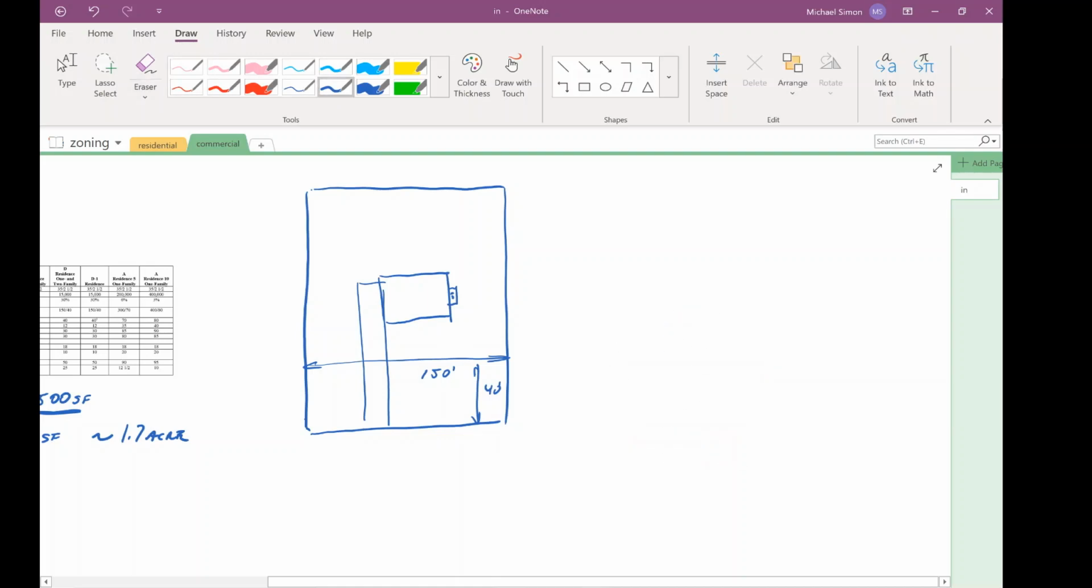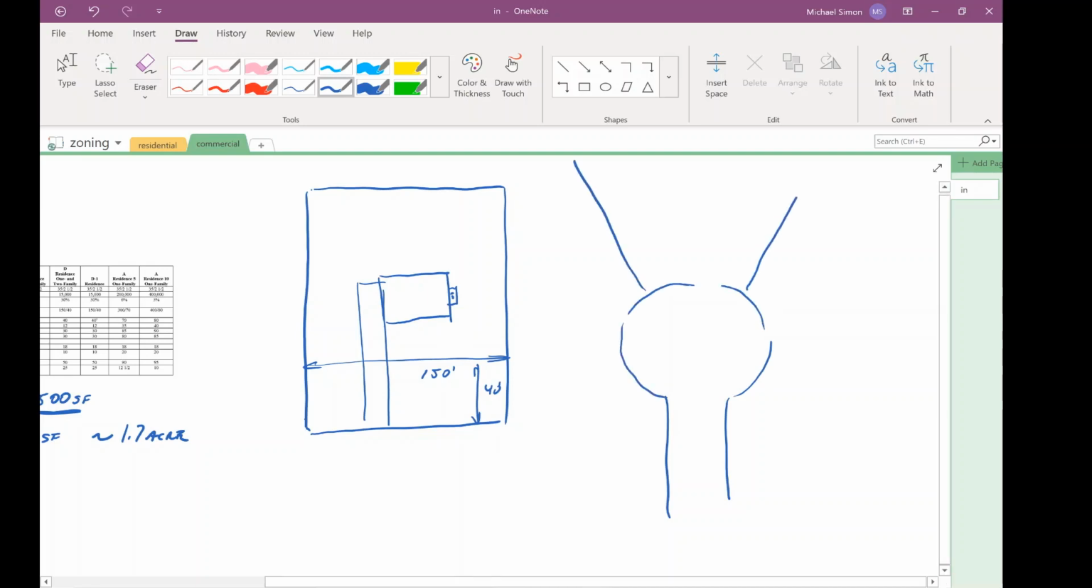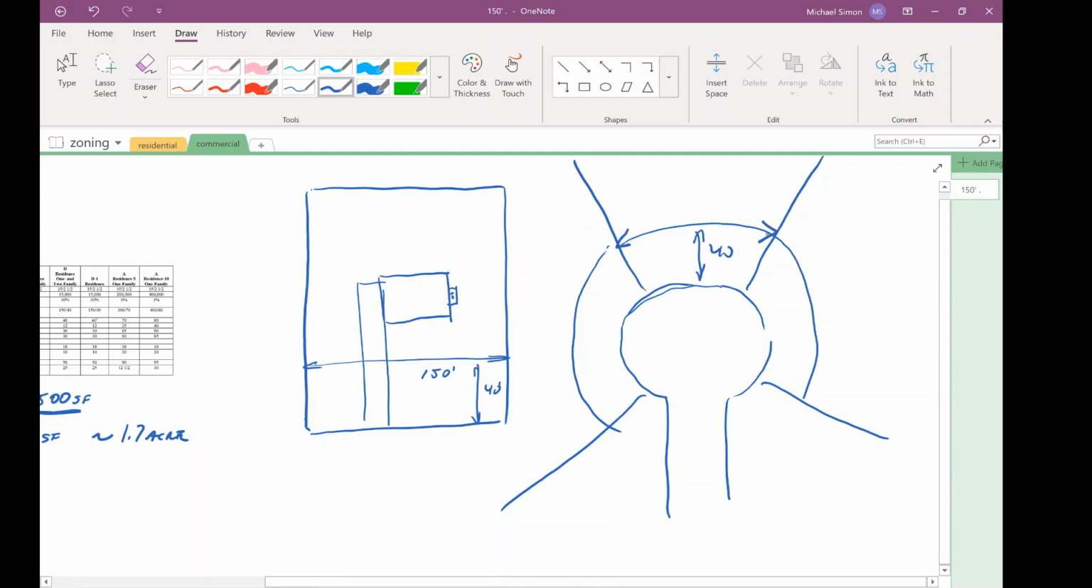And the lots are broken up that way. What we do is we offset the cul-de-sac 40 feet, and then we measure actually on an arc. That has to be 150 feet wide, 40 feet back.